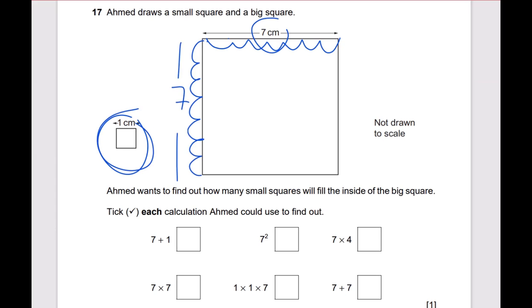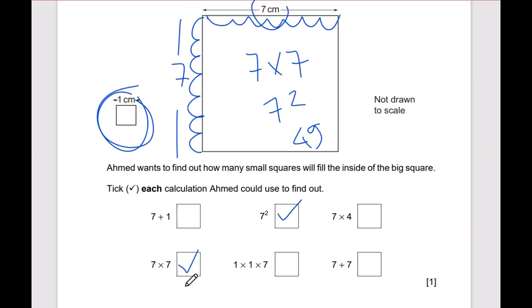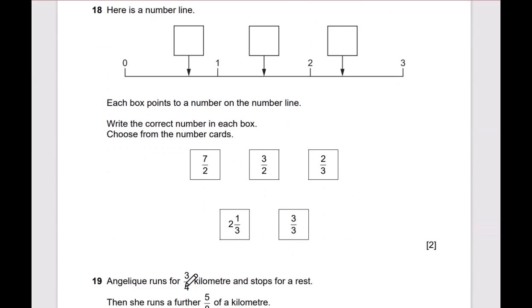Now, tick each calculation Ahmed could use to find out. So it will be 7 squared. So 7 times 7 is 7 squared and is equal to 49. This is correct, 7 times 7. So there are 2 ticks to fit this answer: 7 squared or 7 times 7. Let's move on to question 18.